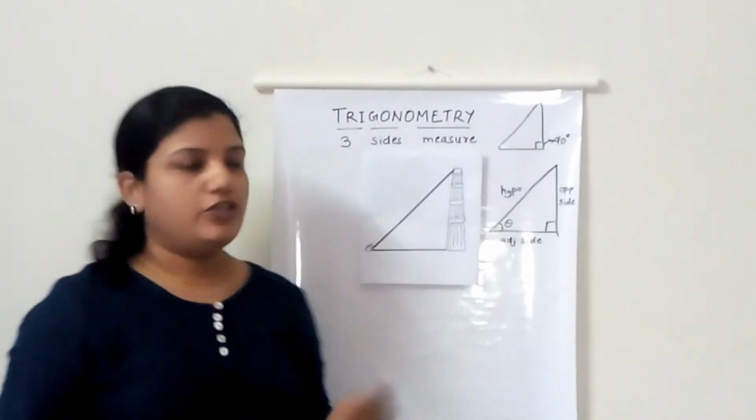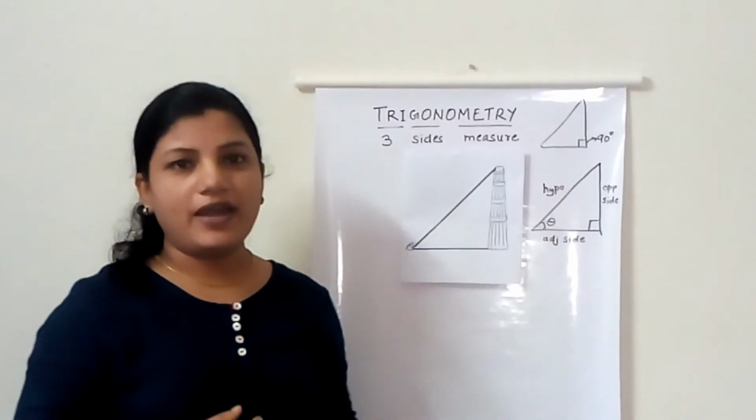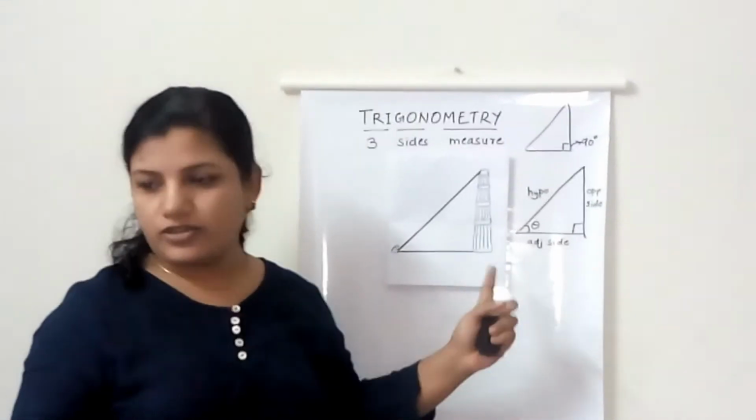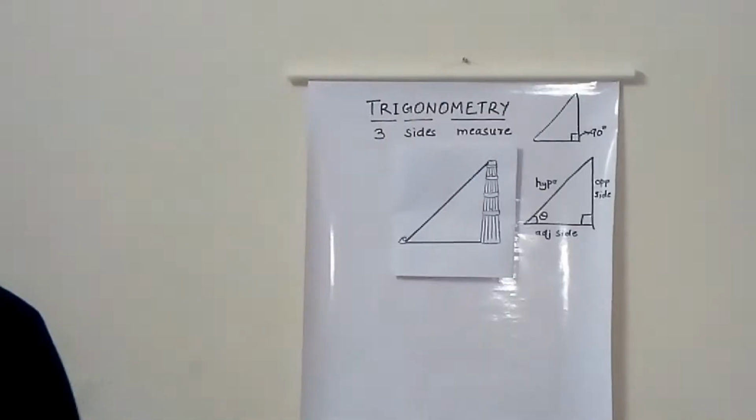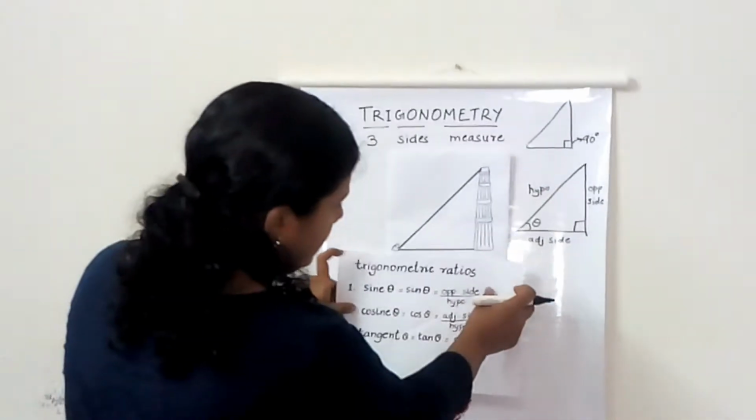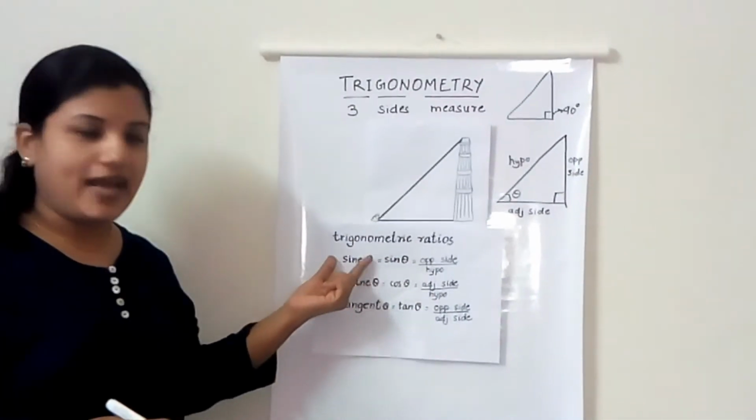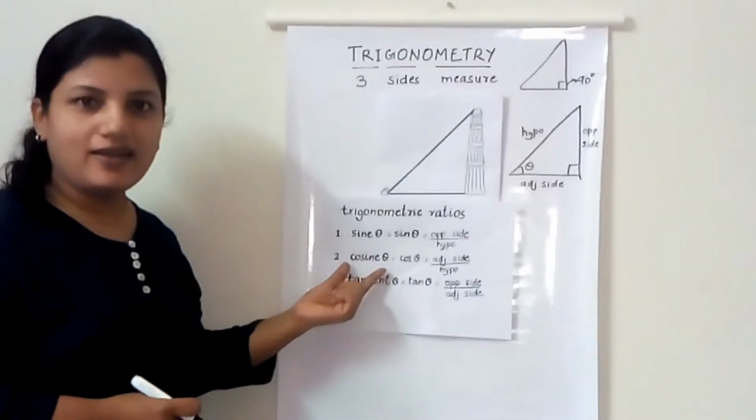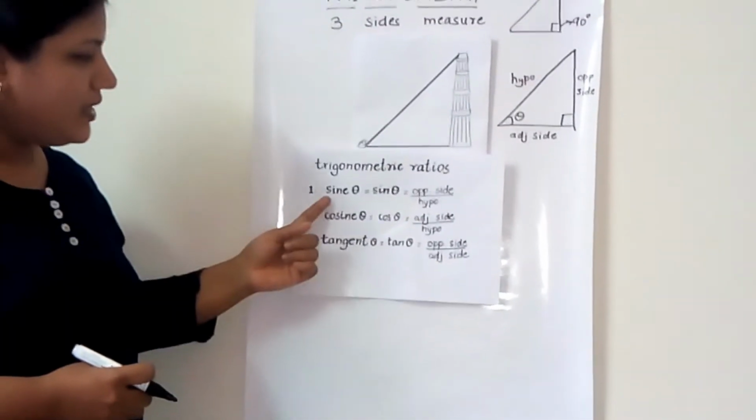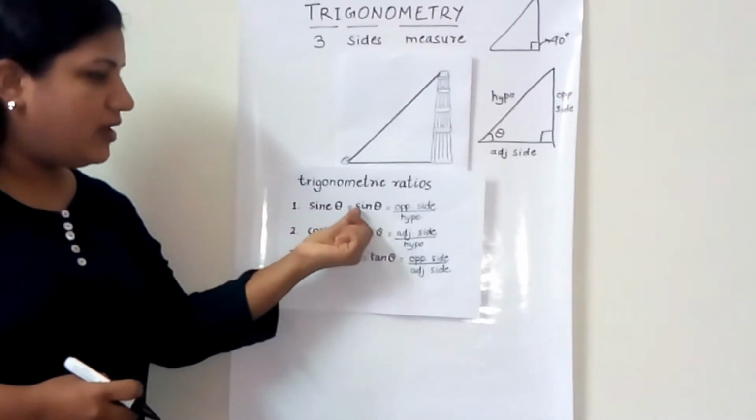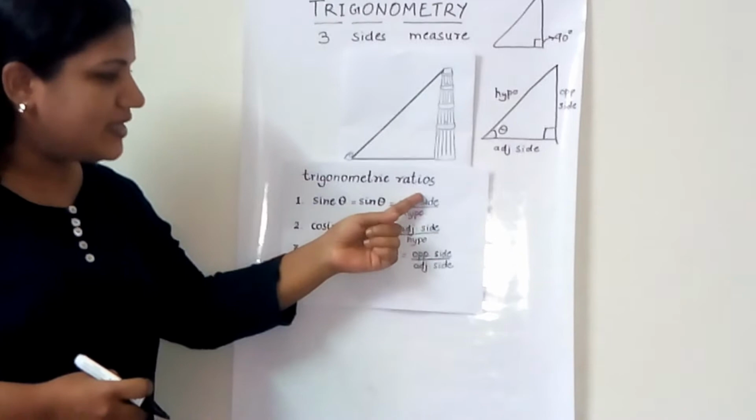Now, the trigonometric ratios give you a kind of comparison between all the sides of the triangle and the angle. To start with, we start with the first three trigonometric ratios. They are sine theta, cosine theta, and tangent theta. Now let's see what sine theta is. Sine theta, which is also called sin in the abbreviated form, is the opposite side by hypotenuse.